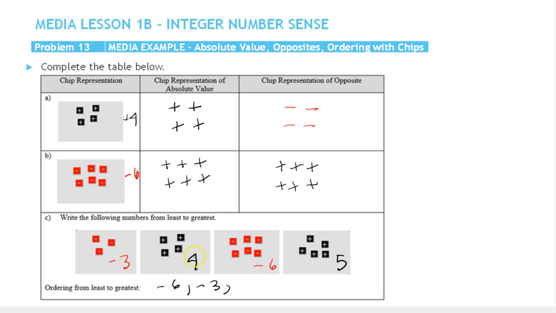Now we can move on to the positive chips, and remember a smaller amount of positive chips is less than a greater number of positive chips, which is the reverse for negatives. So we'll put 4 is next, and then 5. So the ordering is negative 6, negative 3, 4, and then 5.